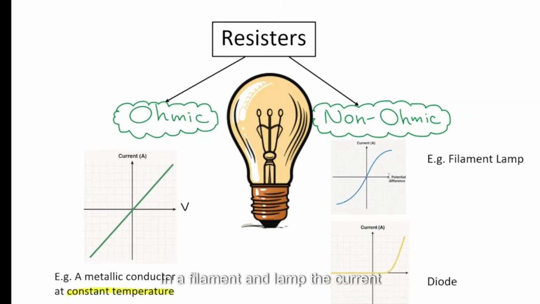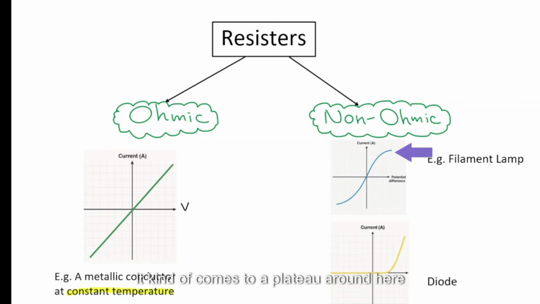In a filament lamp, the current increases with potential difference, but then what happens is it kind of comes to a plateau around here, because as the temperature increases, the resistance increases. A diode is a slightly peculiar one compared to the others, because this graph is asymmetrical.